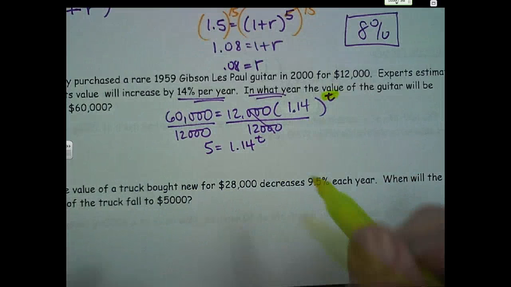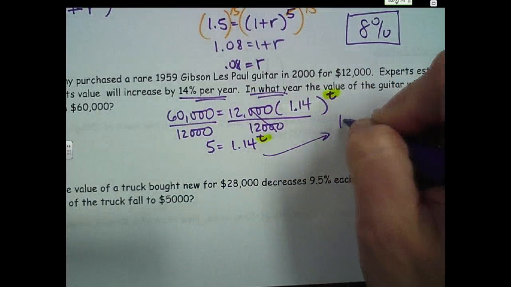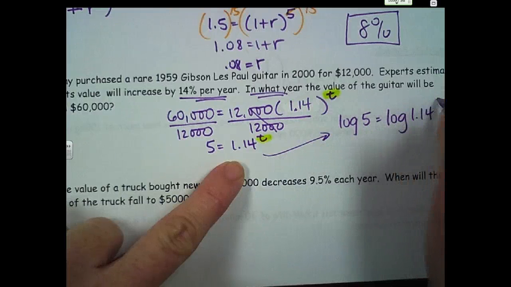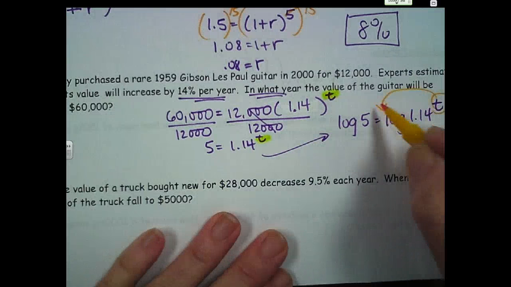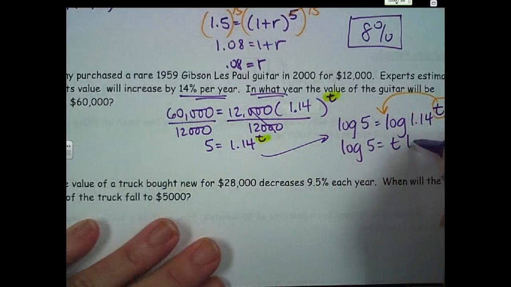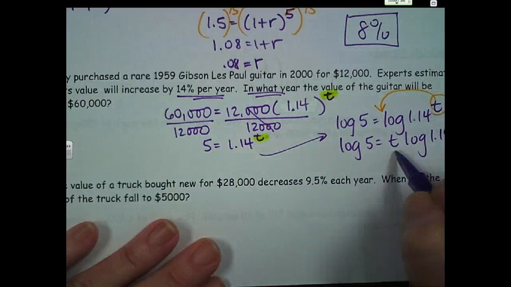And now it looks just like a problem that we've been doing on quizzes and homework and all kinds of stuff. I'm looking for an exponent. I log both sides. You're going to log this side and log the other side. The property says that if you log it and have an exponent, it pushes it in front. So what you really have is log 5 equals t log of 1.14. So now divide both sides by log of 1.14.